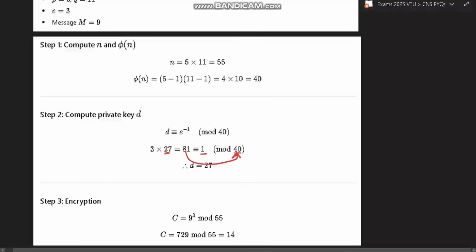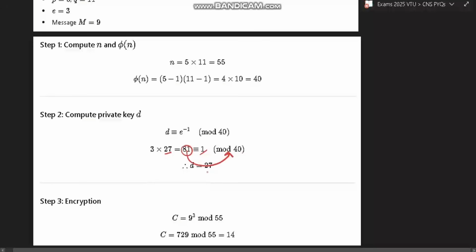Try 3 into 1, 3 into 2, 3 into 3. So 3 into 1 is equal to 3. Divide 3 by 40, check if remainder 1 is coming. If not, go with 3 into 2, then 3 into 3, then 3 into 5, 3 into 20, like that. 3 into 27, when you do 81 and divide 81 by 40, you will get remainder 1. So your d value will be 27.